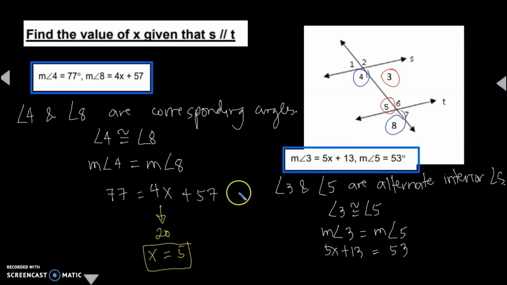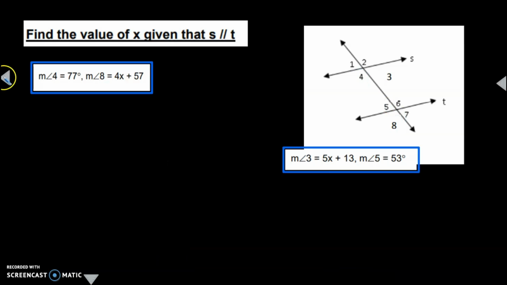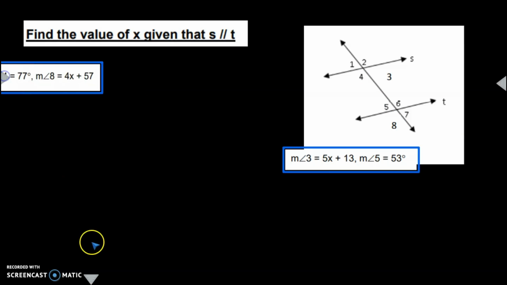Just like what we did here, we have to balance this. How much more do we need for 13 to become 53? Yes, you are right. We still need 40. So this 5x means 5 times what number is 40? So x is? Yes, x is 8. I do hope that at this time we are getting the process. Let's erase everything, and let's have the third example.